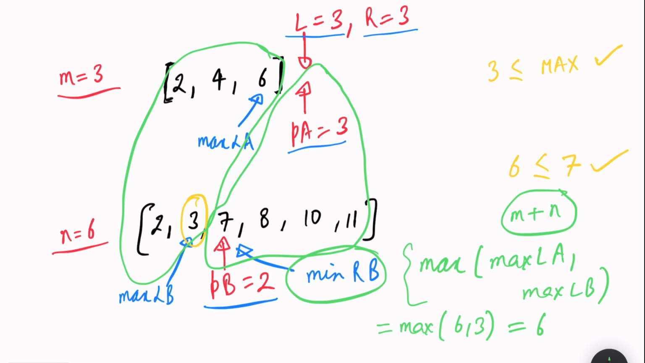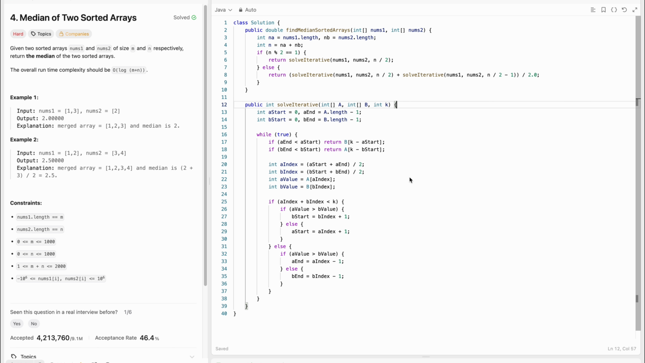Now let's have a look at the coding implementation for the binary search approach. To deeply understand the optimal solution where we do binary search on the smaller array and use the partition technique, I highly recommend you to watch this coding implementation and not skip this.